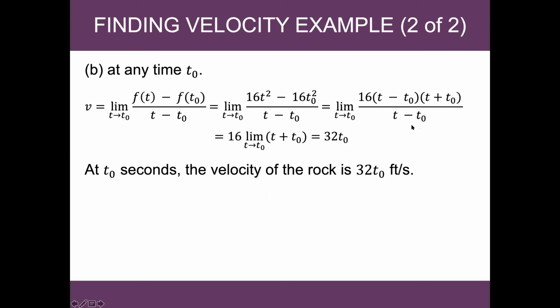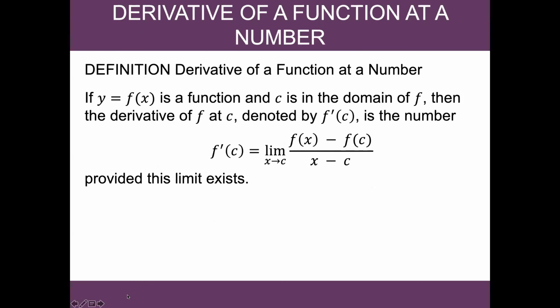You get a cancellation, the minuses cancel, and you end up with t plus t sub 0. When you plug that in, as t approaches t sub 0, you get t sub 0 plus t sub 0, which is 2 t sub 0. 16 times 2 t sub 0 is 32 t sub 0. And if that was too quick, go back over it again and verify it.